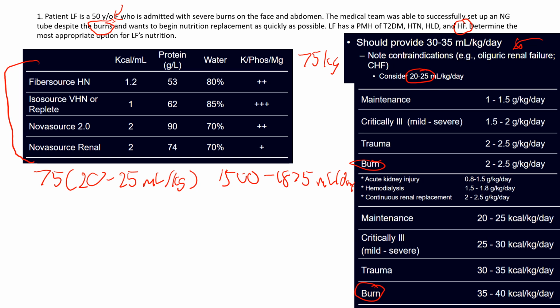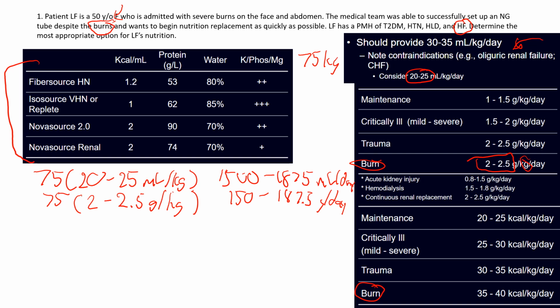And for burn, it's their highest requirement, right? We have that 2 to 2.5 grams per day. So we'll do 75, and this is also based on kilograms. 75 times 2 to 2.5 grams per kilogram, and we get a value of 150 to 187.5 grams per day.